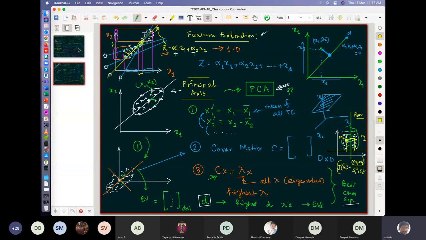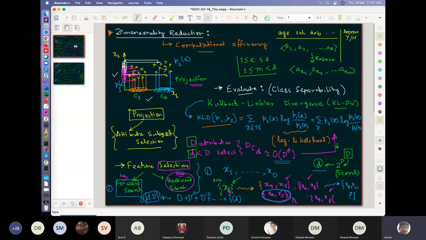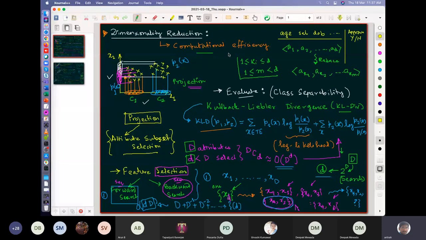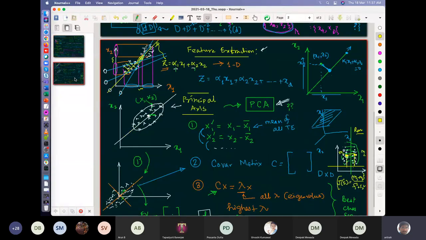So this is what I would like to mention about dimensionality reduction, which is about making it computationally efficient. Purposefully, I also want to show you the other part of it, which is the kernel methods.